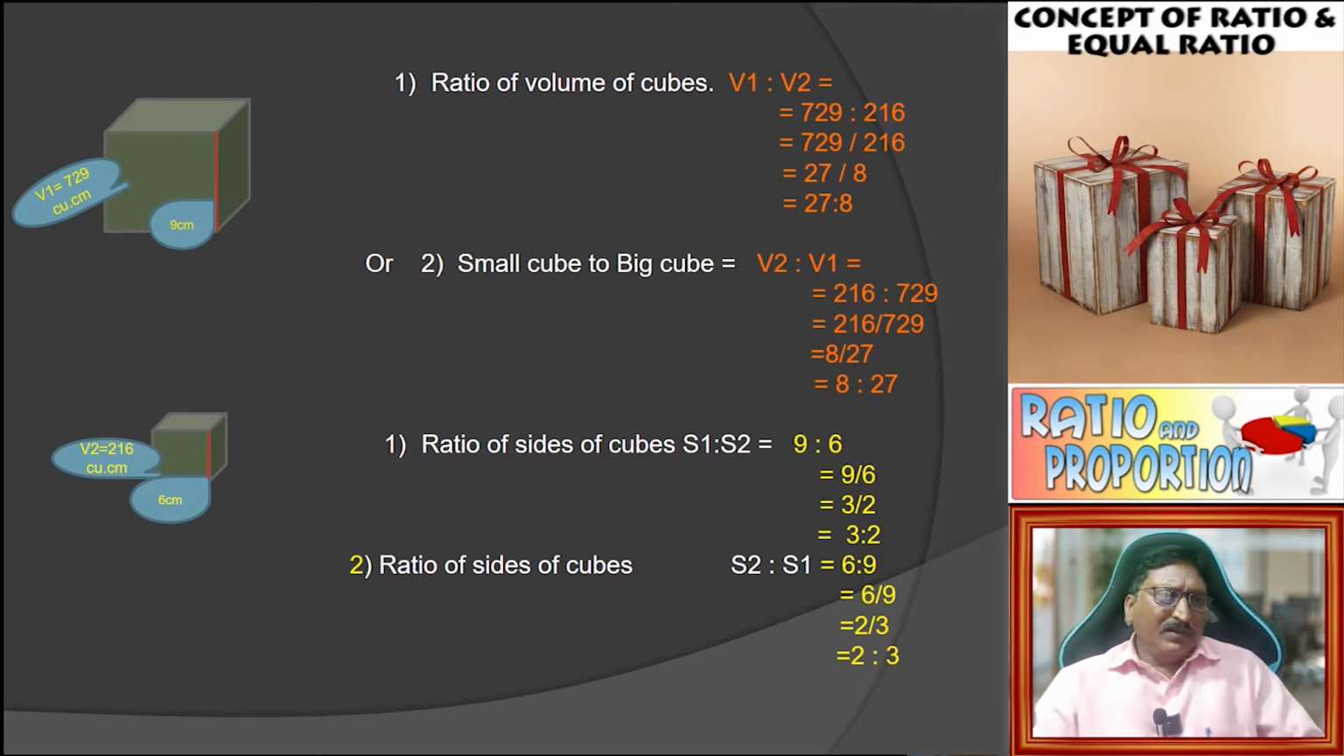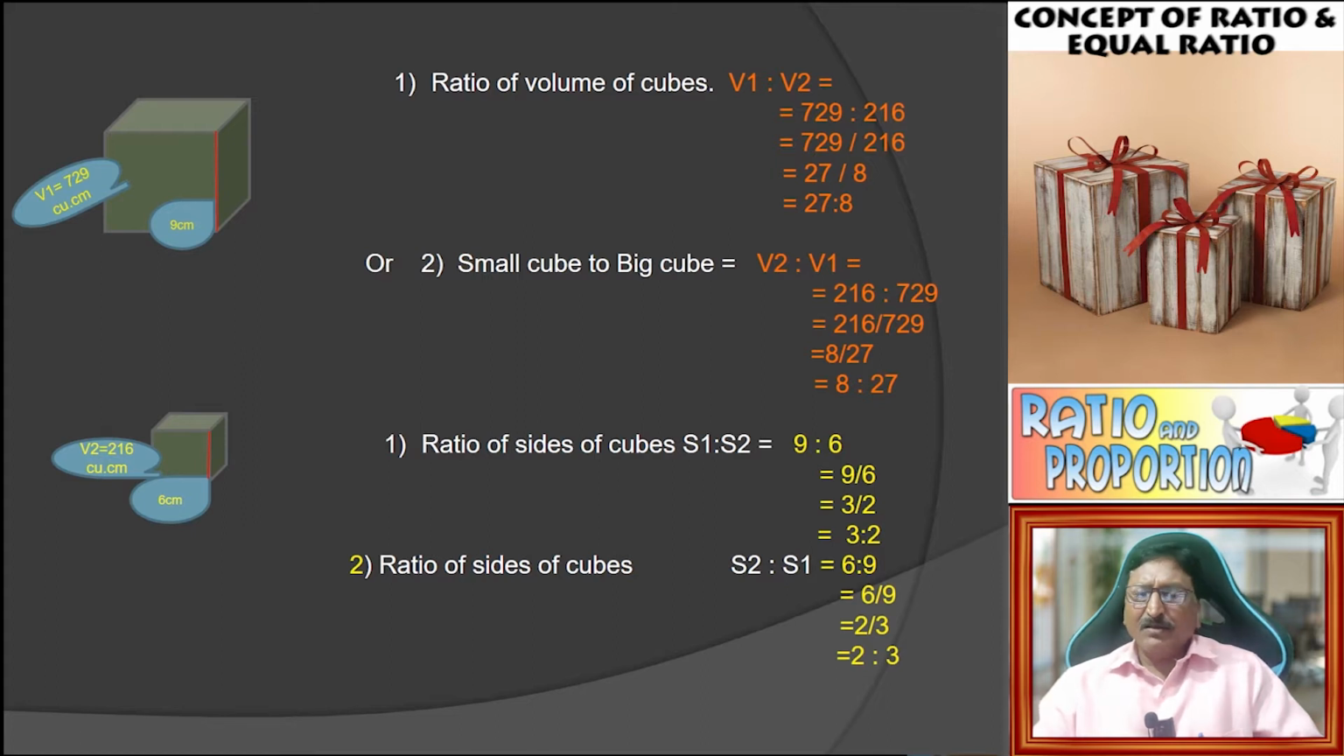Similarly, you are given the height of big cube and a height of a small cube. We can find the ratio of these sides also. The ratio of sides of cubes, that's S1 is the side of big cube, and S2 is the side of second cube.